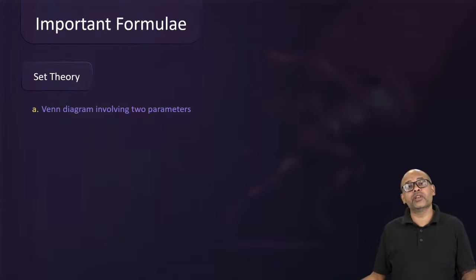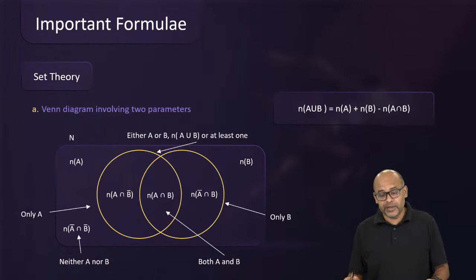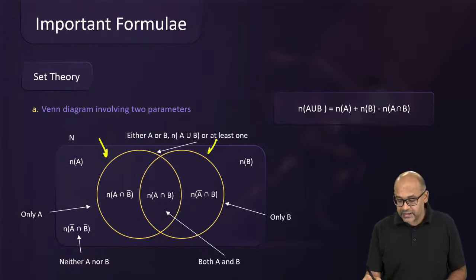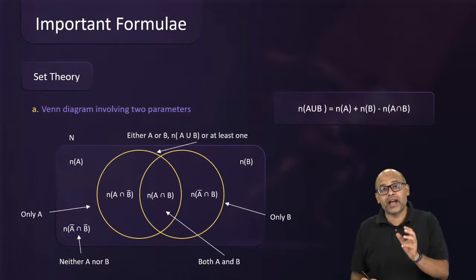Simple Venn diagrams involve 2 parameters, 3 parameters, and in rare cases 4 parameters also. So with 2 parameters, this is how the Venn diagram looks. You will have one circle here and a second circle here, and the areas are quite easy for you to understand, but let me highlight them.